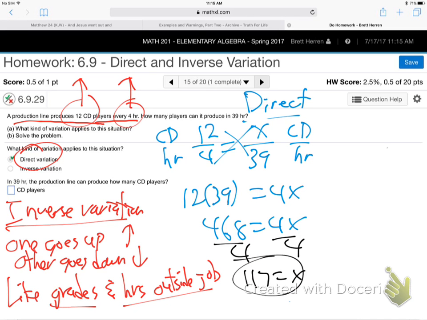That makes sense, doesn't it? Right? That's a lot more time. It's almost 10 times as much time, from 4 hours to 39. So it's almost 10 times 12. It's almost 120. Yeah, that's right. Just below that. Is that good? Questions? All right, moving on.